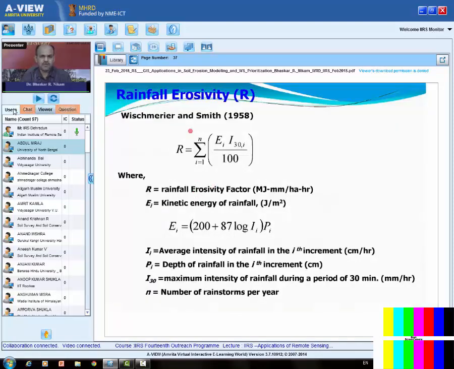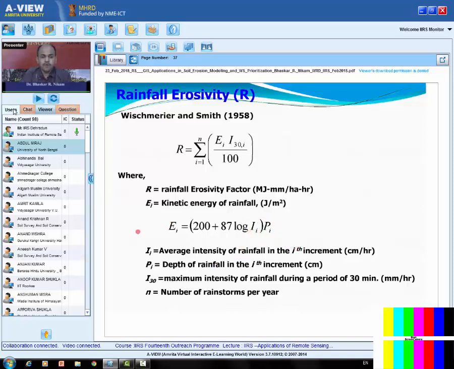So now we'll see a typical equation for the R factor, which is the rainfall erosivity factor. Originally it is also called the EI30 factor, where E represents the kinetic energy of erosive rainfall and I30 represents the maximum intensity of rainfall during a period of 30 minutes. So this is the kinetic energy. Kinetic energy can be calculated if you know the average intensity of your rainfall and the total amount of precipitation in that storm.